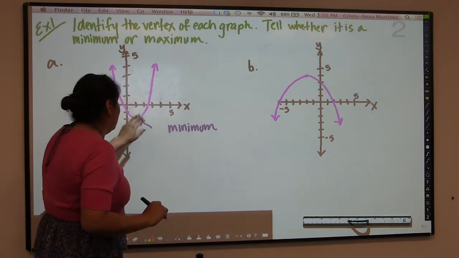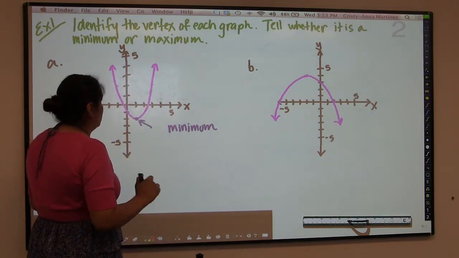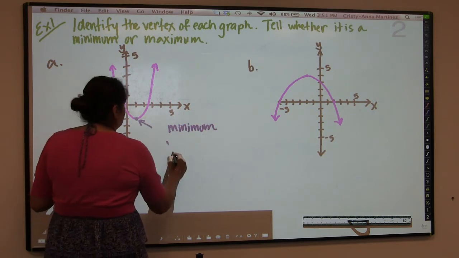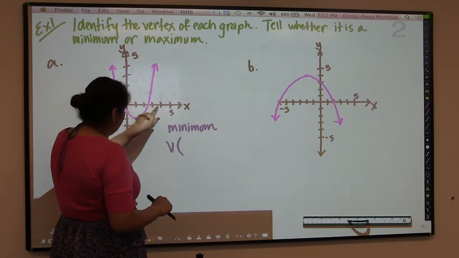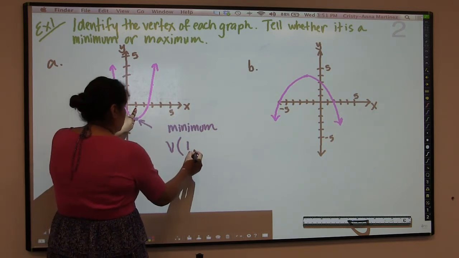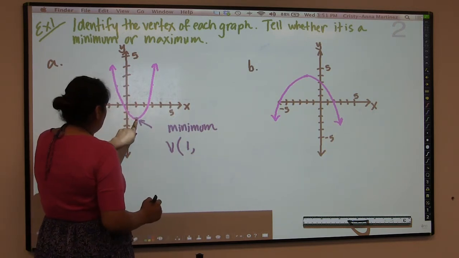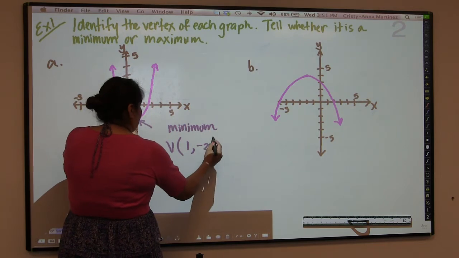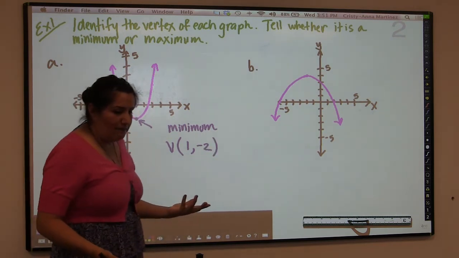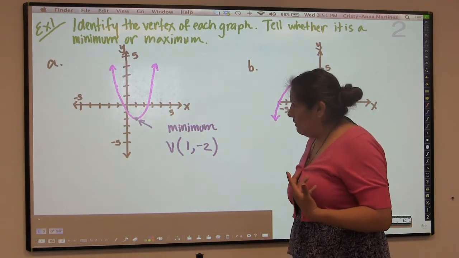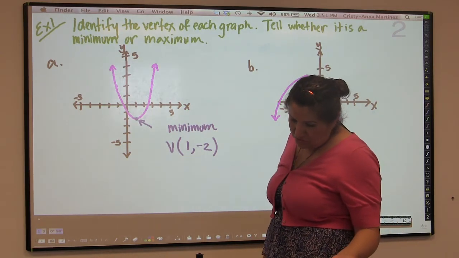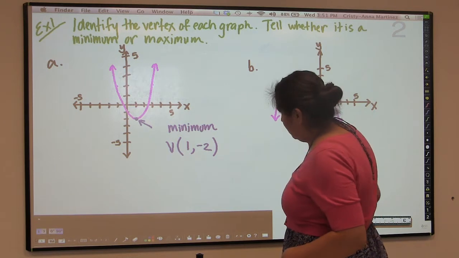And we use the x and y axis to give the actual coordinates of the vertex. So we use v for vertex. And this x coordinate is 1, because it's 1, 2, 3, 4, 5. So this is 1, so the x coordinate is 1. And I have to go down 1, down 2, so the y coordinate is negative 2. And just like that, you have answered part A of this question. It's a minimum, and the vertex is 1, negative 2.